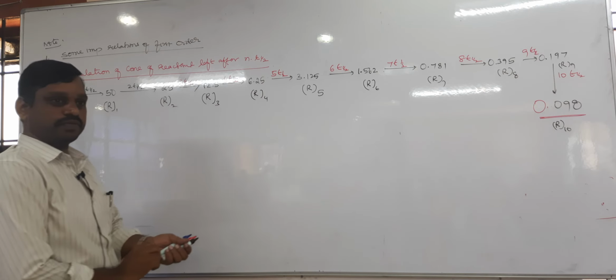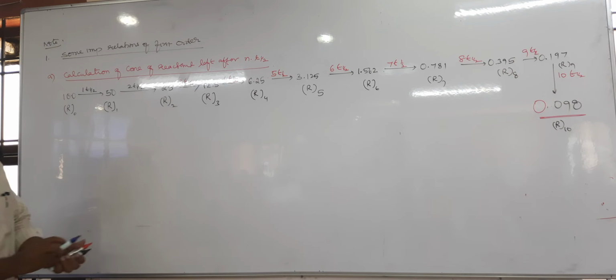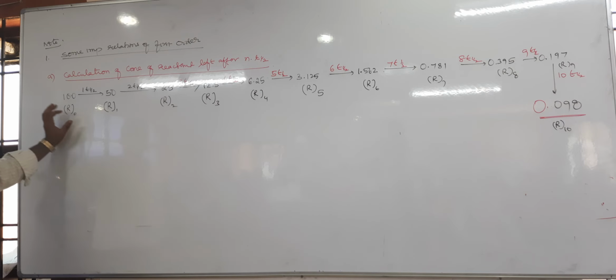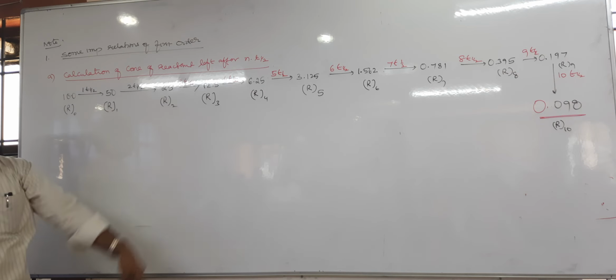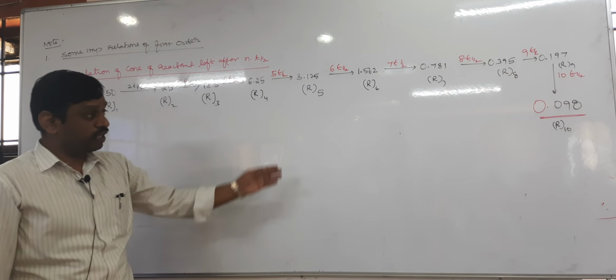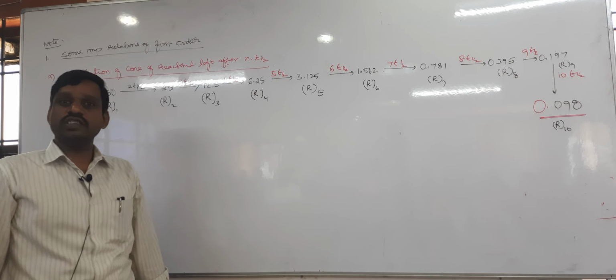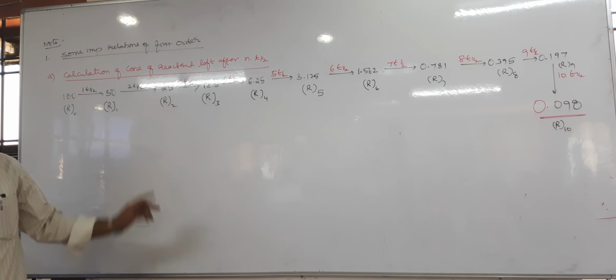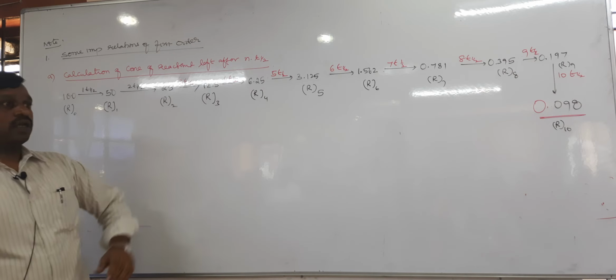Okay, see. So this is how it works: if you take the initial concentration of reactant as 100, then the concentration of reactant left after 10 T half is 0.098. That is the R naught value. Then now tell me, the question is like this.